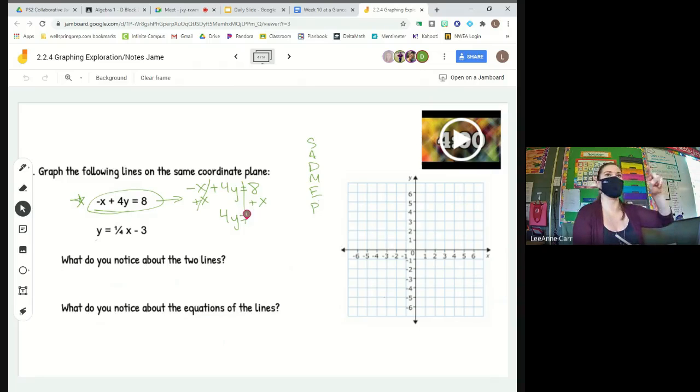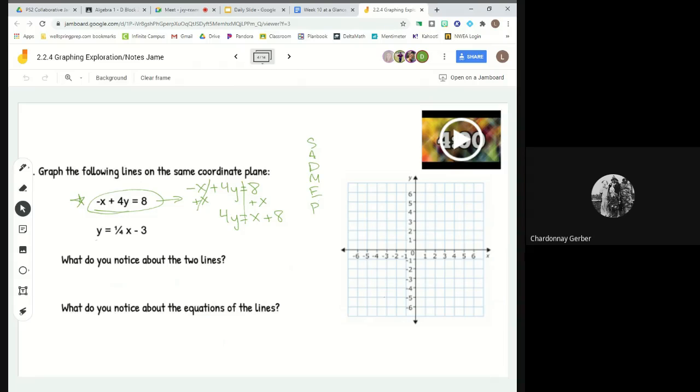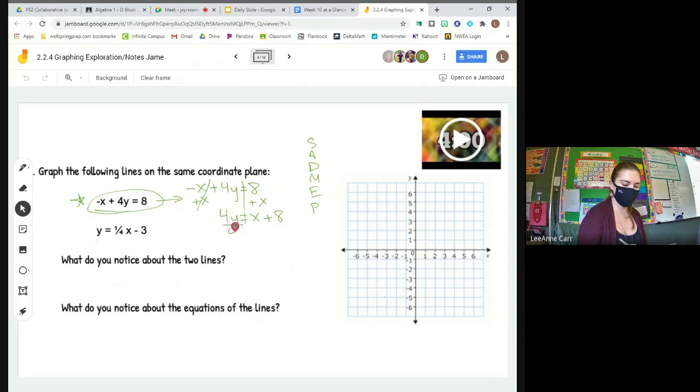And did you guys get at least here? Okay, then we'd get x plus 8, because remember, we always write the x first. Then what's the last thing I have to do, Chardonnay? You're going to divide both sides by 4. Beautifully said. So I'm going to divide everything by 4. So what would my final answer be here?